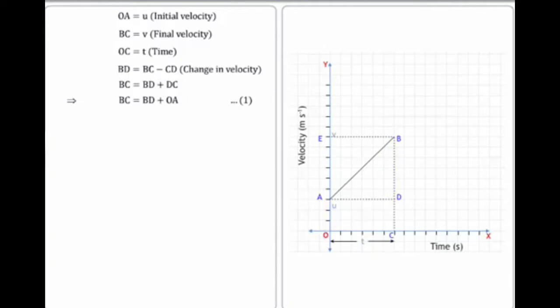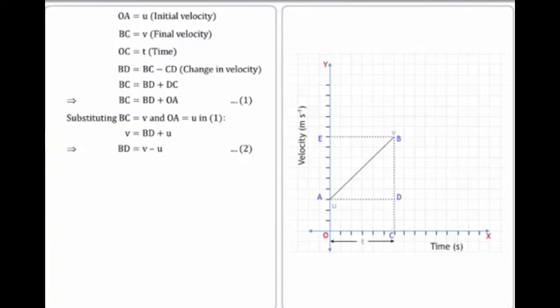Let's call this equation 1. Substituting BC is equal to V and OA is equal to U in equation 1, we get V is equal to BD plus U, or BD is equal to V minus U as equation 2.